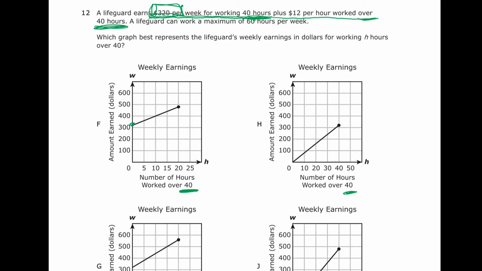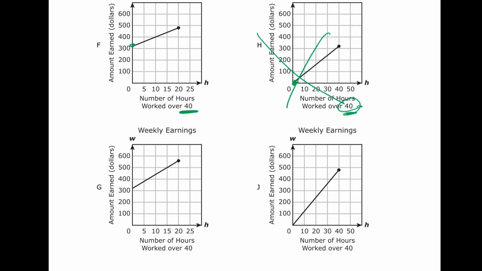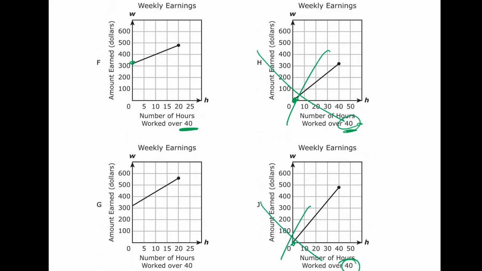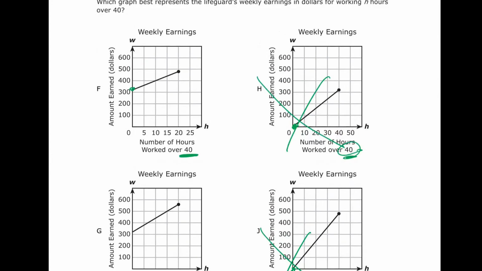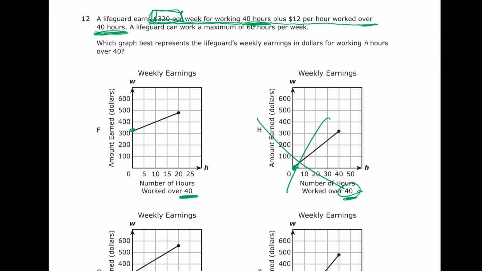So we're at 320. That's our starting point. Down here it's starting at 0. Well, we've already worked 40 hours, so we shouldn't be starting at 0. So H is out, and so is J. It's starting at the wrong time. We've already worked 40 hours. All right, so now continuing.